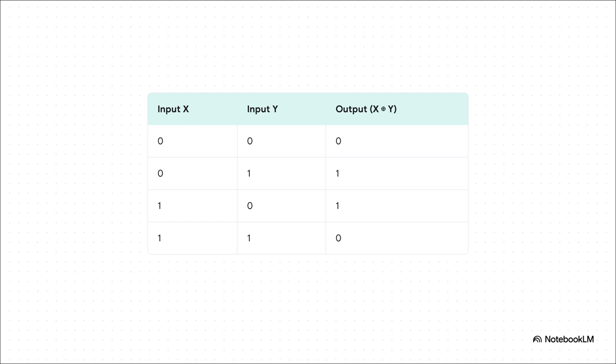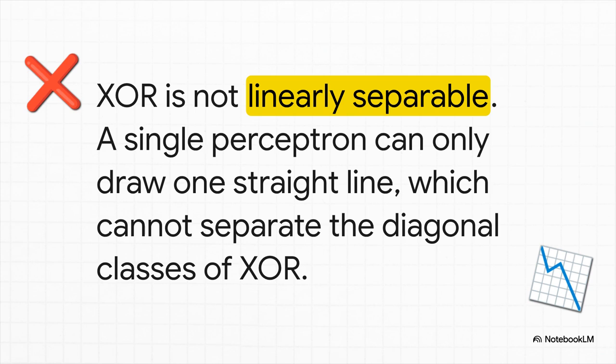You get a 1 only when the inputs are different from each other. So a 1 and a 0 gives you a 1. But if both inputs are the same, both zeros or both 1s, the output is 0. It has to be one or the other, exclusively, but not both. And this simple puzzle was the perceptron's kryptonite.